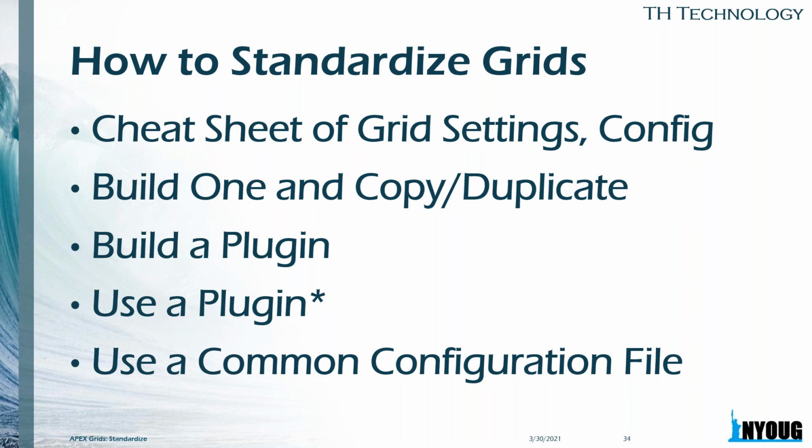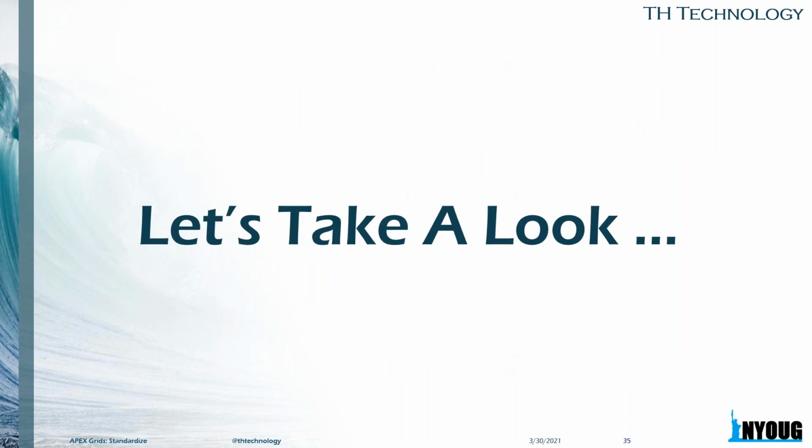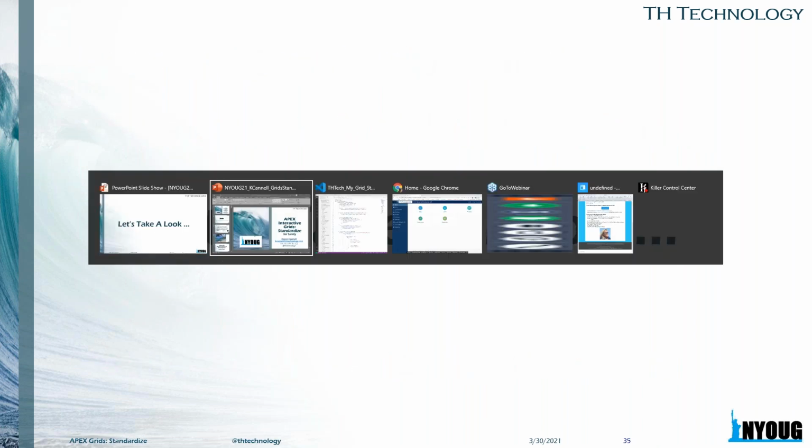You could build one grid and copy it to other places. You could build a grid plugin for your organization. This is our grid, this is the look we want, and here's the settings, and copy that around. You can use a plugin. There are plugins out there to make some of the JavaScript customizations easier. You can use a common configuration file, and I will show you all of that. Well, I'm not going to show you plugins, but I will show you that shortly. So let's jump in. I'm dying to get into this.